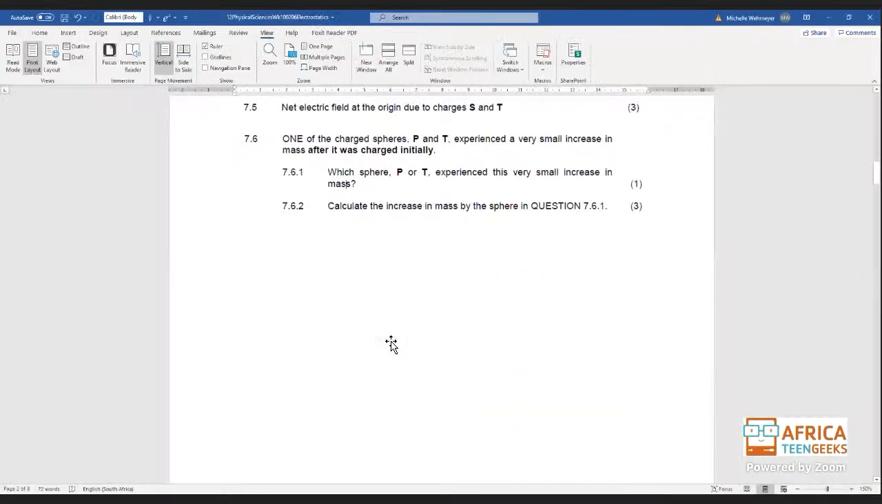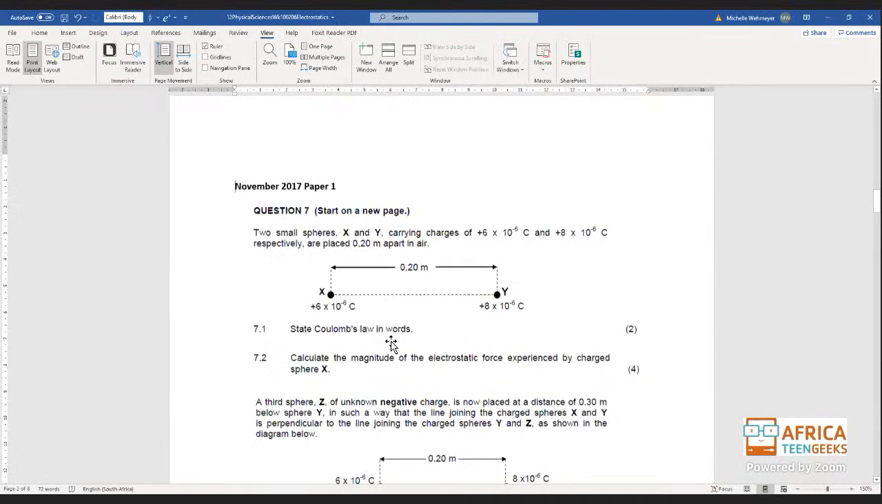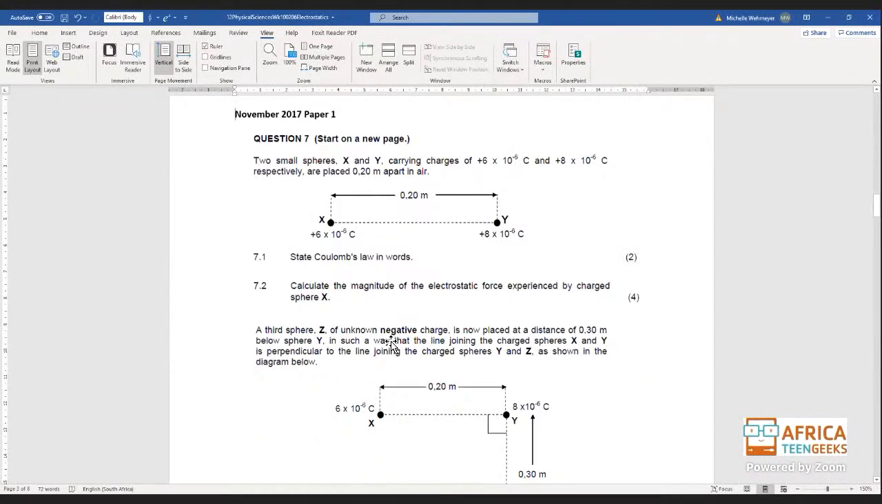Okay, so that was question 7. Then November 2017, paper 1, also question 7. They tell you two small spheres, X and Y, carrying charges of plus 6 times 10 to the negative 6 coulombs and plus 8 times 10 to the negative 6 coulombs, respectively, are placed 0.2 meters apart in air. 7.1, state Coulomb's law in words.